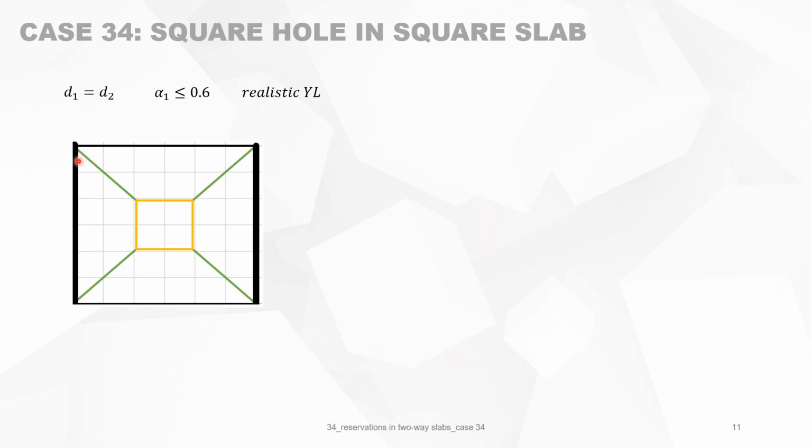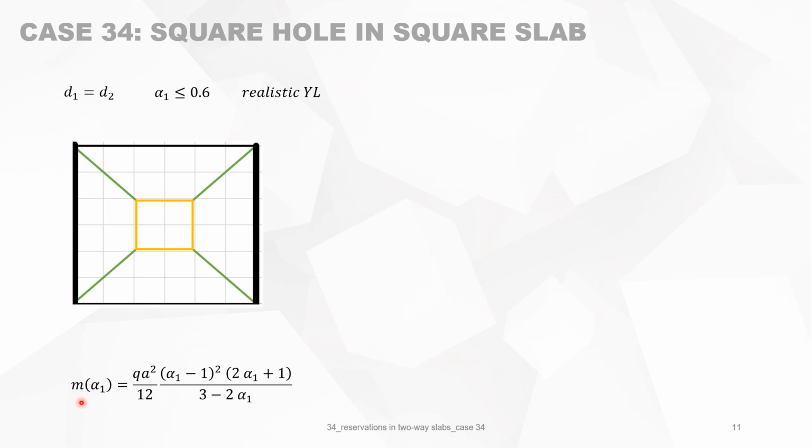We can have a square hole in a square slab. And then we have this situation. And for instance, in this case, D1 is equal to D2, and alpha 1 is 0.6. So when you make alpha 1 larger than 0.6, you do not have realistic yield lines at the end. So there's also a yield line here. And when this reservation is coming very close to this yield line, then you have almost two yield lines, one in the neighborhood of the other, which is not realistic. This will not happen. So we assume that alpha 1 is smaller than 0.6, something like that.